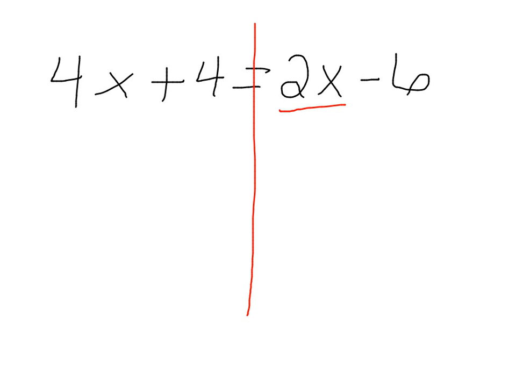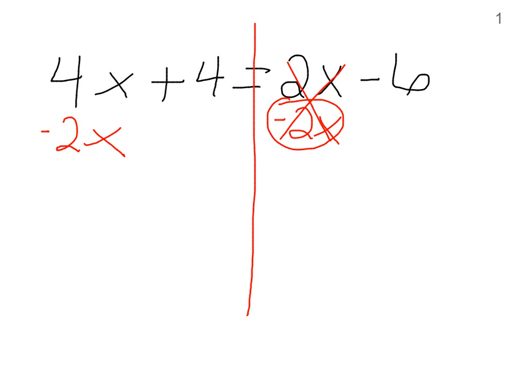So I'm going to get rid of the 2x, I'm going to go ahead and erase that line, by subtracting 2x. That makes the whole 2x go away. And then I come over here and I want to put it under the 4x, because you always want to keep the ones that have the same letter together. And we say 4x minus 2x, because remember, if you do it to one side, you have to do it to the other. And 4x minus 2x leaves us with 2x.